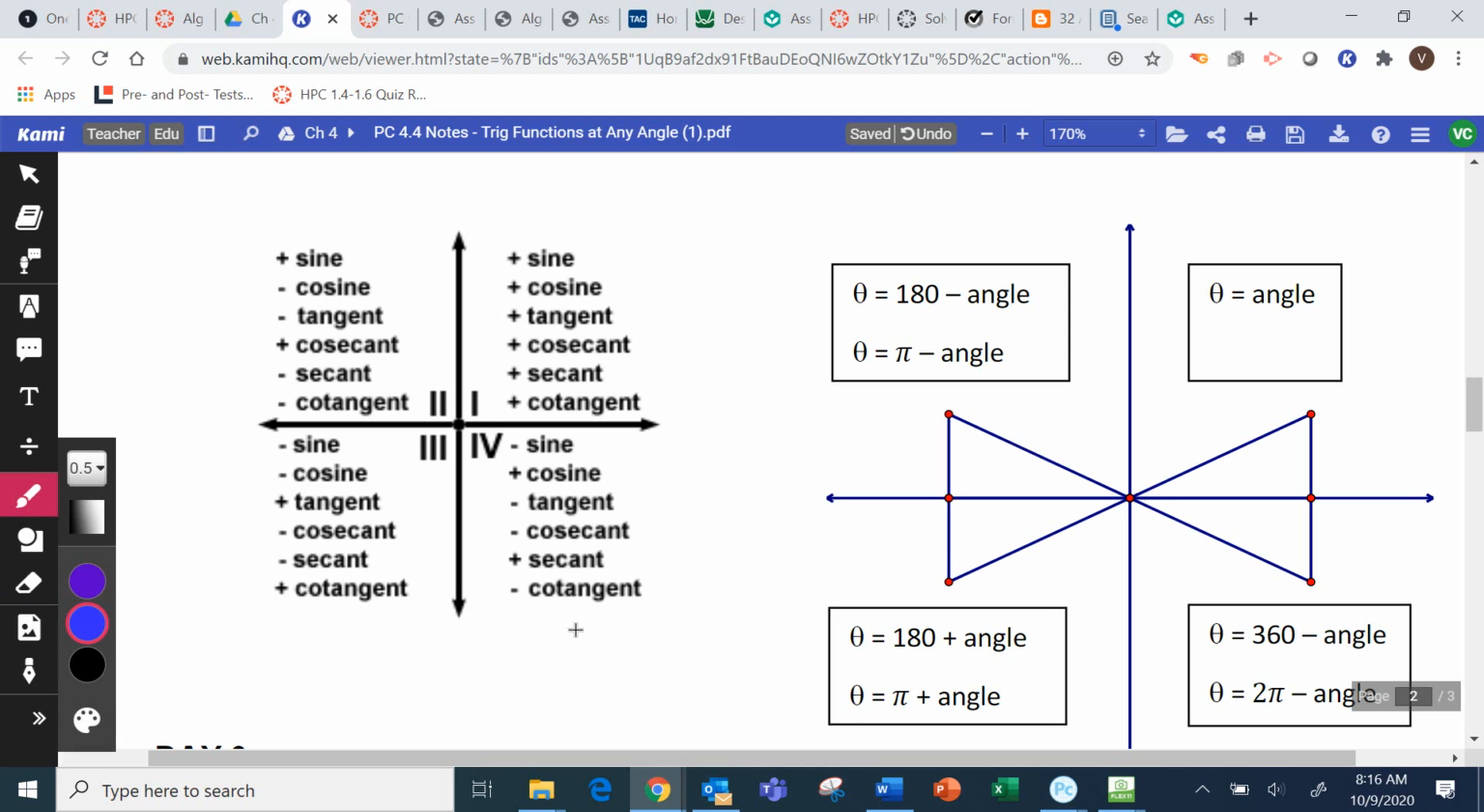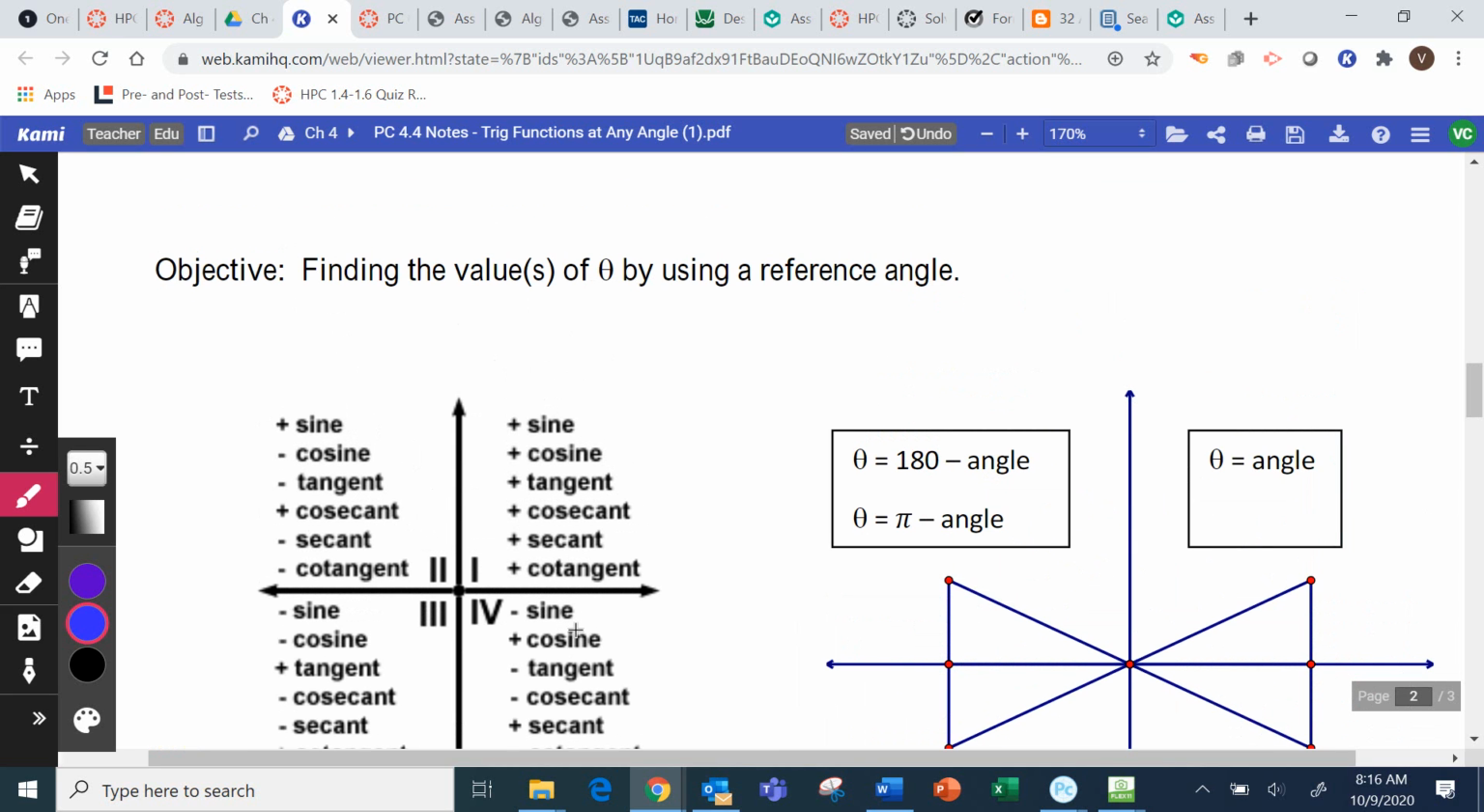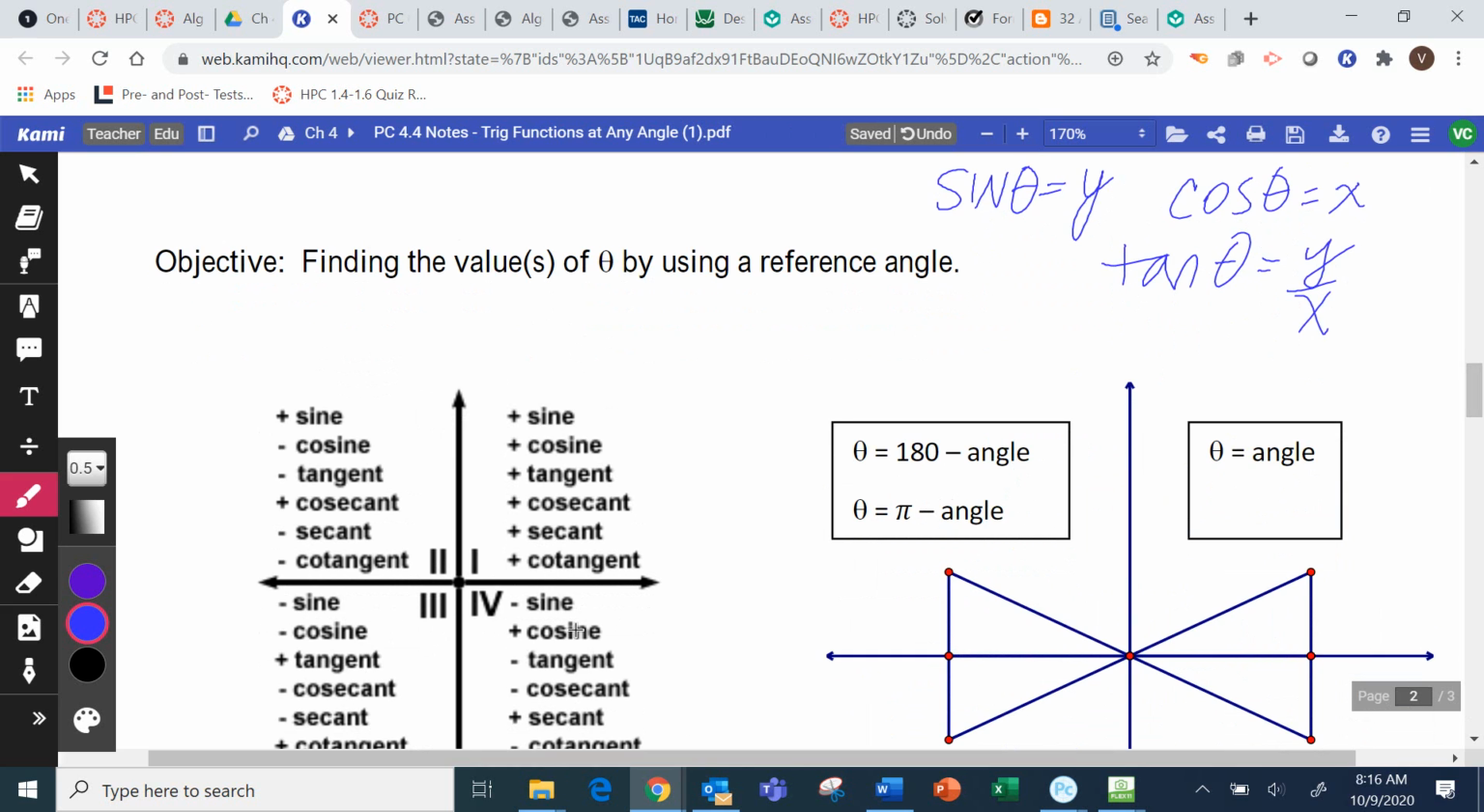Okay, going back to what's positive and what's negative in which quadrant. We kind of talked about this a little bit, that sine rhymes with y, right? Sine is y. Cosine is x, and tangent is y over x. And then we talk about where is y positive on the coordinate plane. Right? Y is positive up.